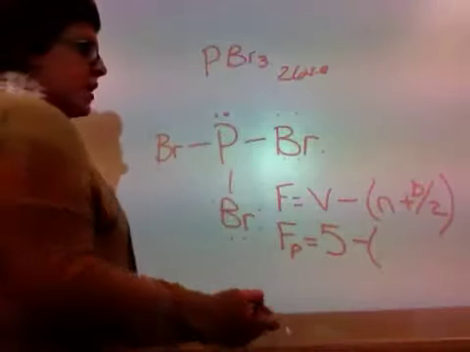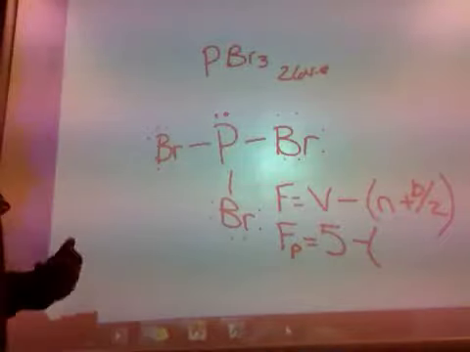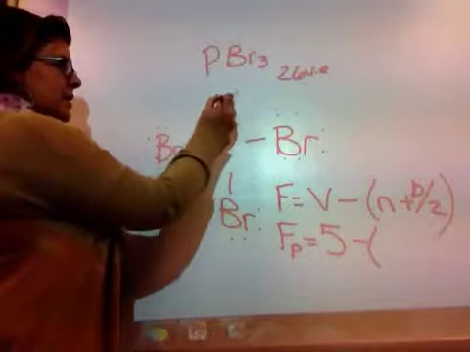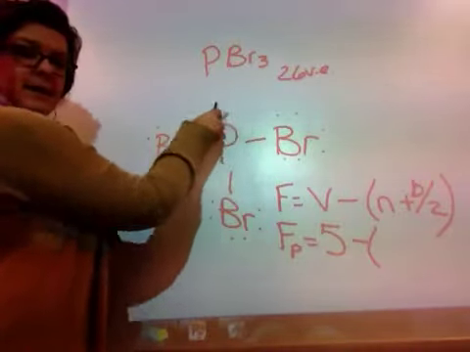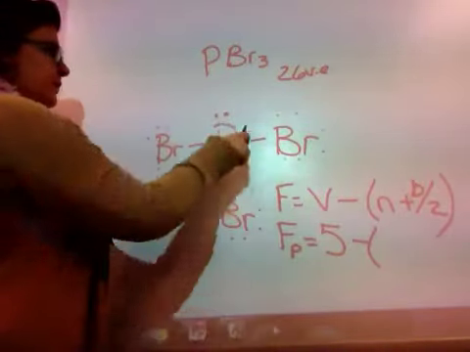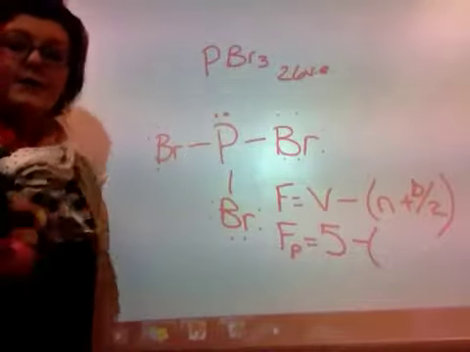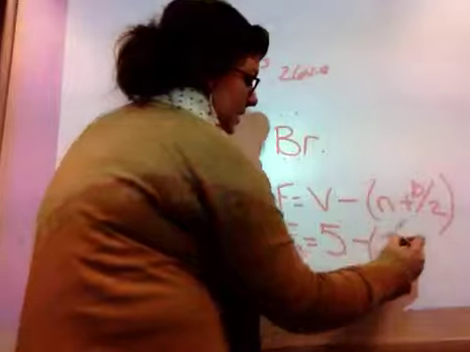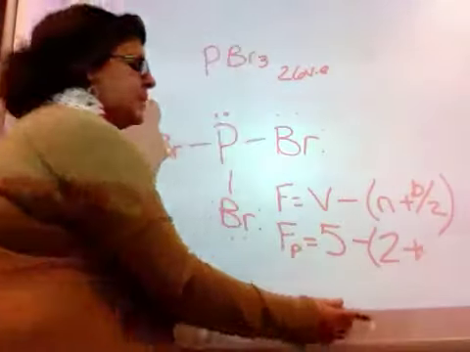N is the number of electrons that are acting as a lone pair. So I only have one lone pair on phosphorus, and that's this right here. That's my lone pair for phosphorus. So that means I have 2 electrons that are acting as a lone pair. So I'm going to do 2 plus.